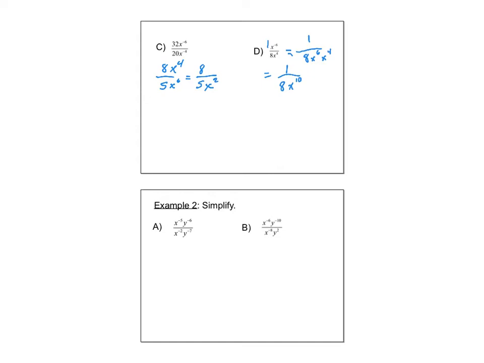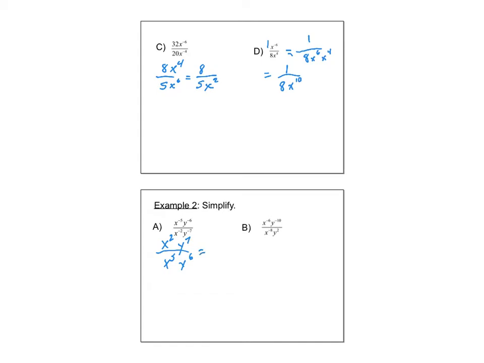So down here, x to the negative 5 is going to go down into the denominator. y to the negative 6 is going to come down and become y to the 6th. x to the negative 2 is going to flip up and become x to the 2nd. y to the negative 7 is going to flip up and become y to the 7th.